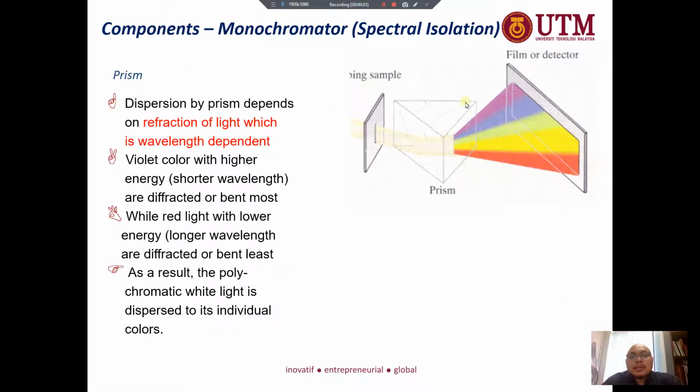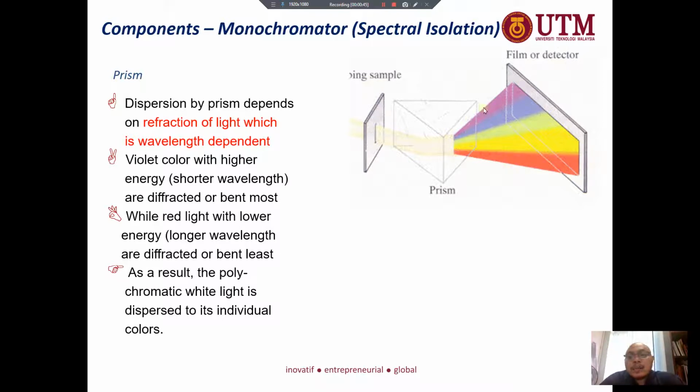Okay, the next monochromator system we will learn about is the prism. Dispersion by prism depends on refraction of light, which is wavelength dependent. Violet color with high energy is diffracted or bent the most, while red light with lower energy is diffracted or bent the least. I don't need you guys to remember everything. You can just say that the prism diffracts or bends the light. The one with the high energy will bend to one side, the one with the lower energy will bend to the other side.